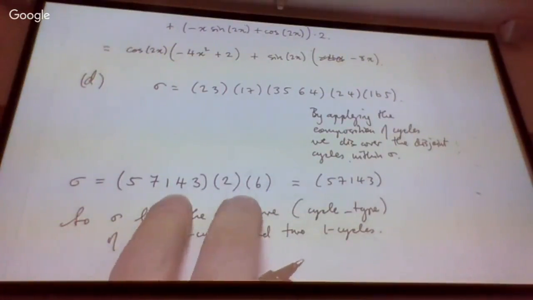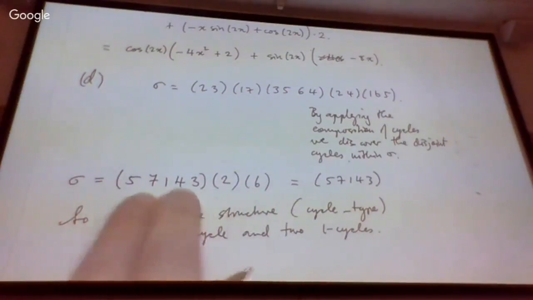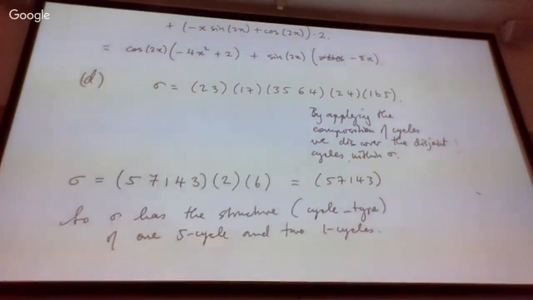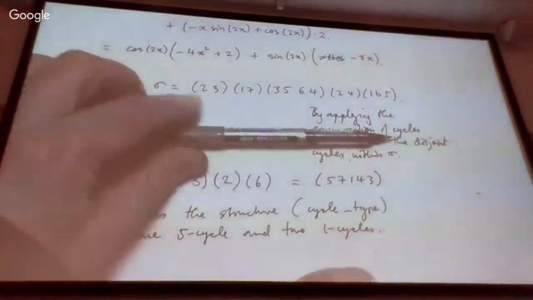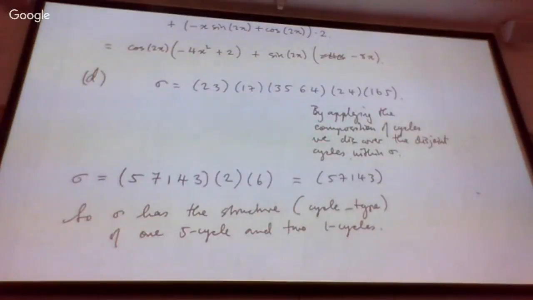The compositions of these, we can reorder these 3 cycles there, however we wish. Of course, you can't reorder these ones in sigma because they're not disjoint. Disjoint cycles you can do in any order because they don't interfere with each other. Like this hand does something over here, this hand does something over here. Doesn't matter which you do first, the overall effect is the same if you do both.